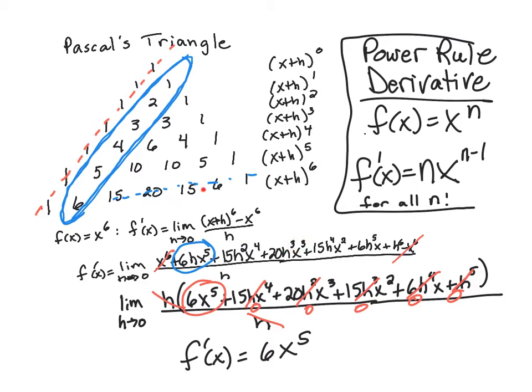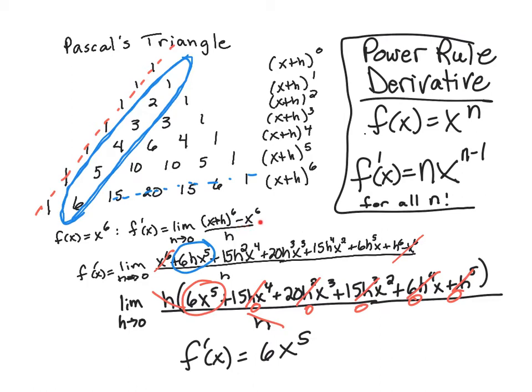The next coefficient, looking at the triangle, is 15. x went down to 2, h went up to 4. Then we have a 6. The power of x is 1. Power of h is up to 5. Then we have the last term, 1, where the power of x has gone down to nothing. The power of h has gone up to 6, and we are left with plain old h to the sixth.